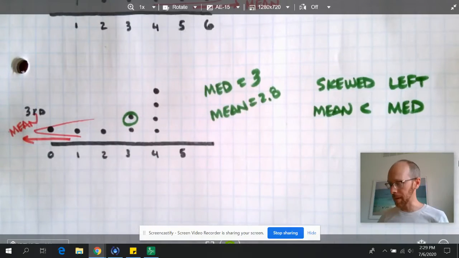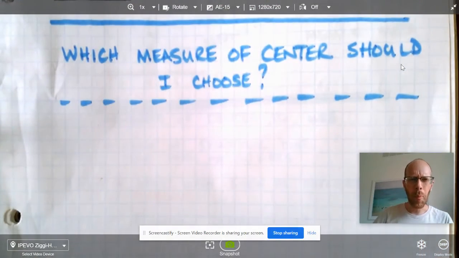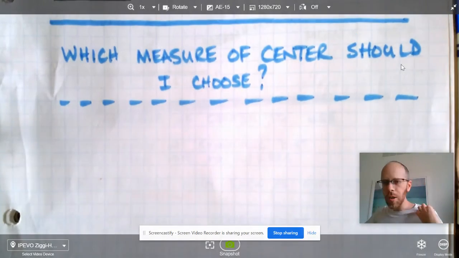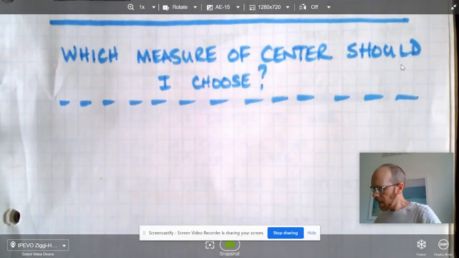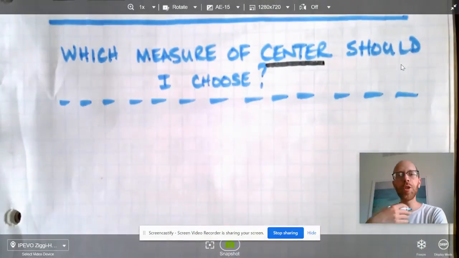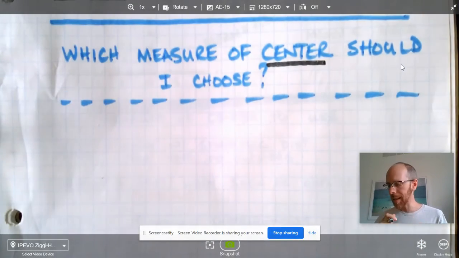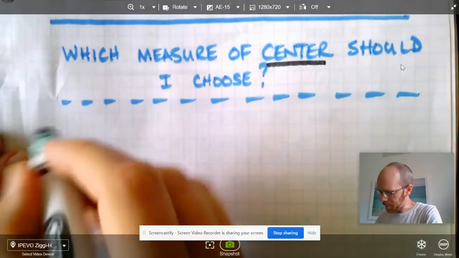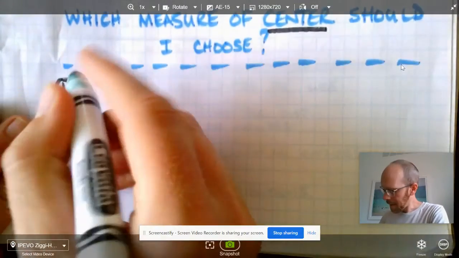Downwards with it. Well, that brings us to kind of the point of all this, which is in your last section, you were learning about measures of center, but we didn't address this question. Which measure of center should you choose when you are describing a data set? And the answer to that question is it depends on the shape. So here are 3 rules to live by.